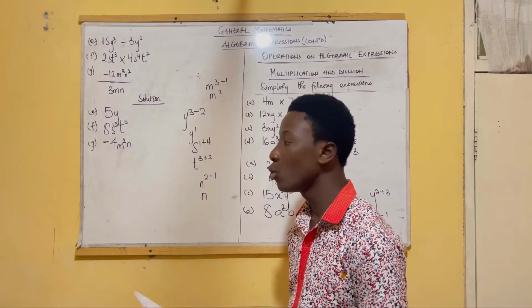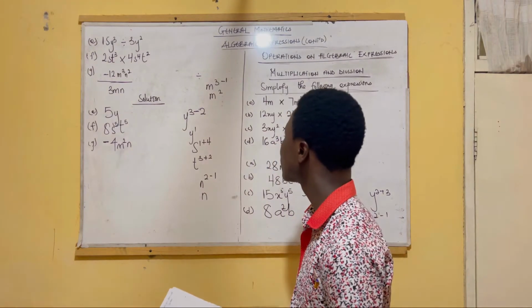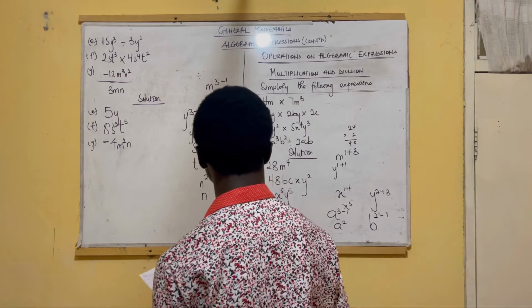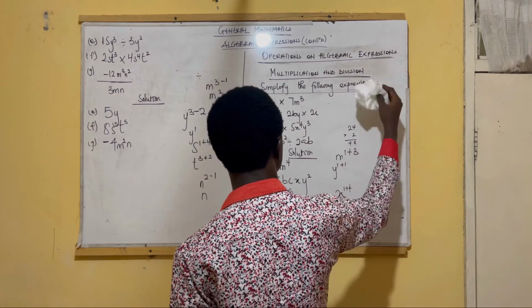So we're doing removing bracket. It's still under multiplication. All right. Removing bracket. I would like to rub this. Removing bracket.